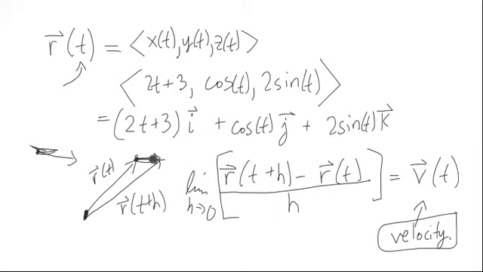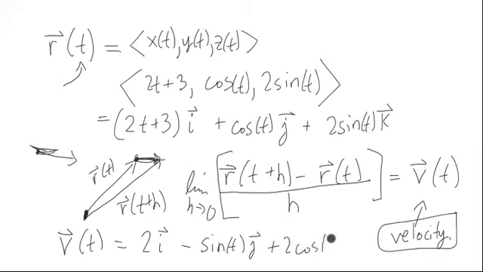So in this particular case, the derivative would simply be just the derivative of this part, which is 2. This part right here, which would be negative sine of t. And this part right here, which would be plus 2 cosine of t. And we were just successful at taking the derivative of this vector valued function.